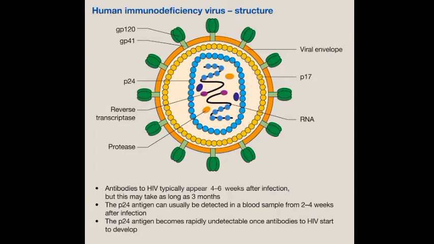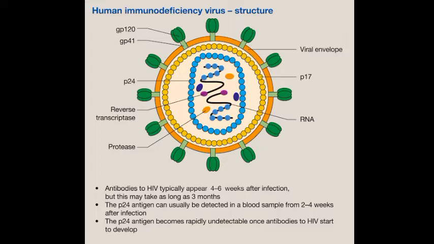The matrix core, the capsid protein, and the nucleocapsid protein all underlie the outer layer of the virus. And finally, in the inner core, you see that there are two strands of viral RNA, which are associated with three of the enzymes that are essential for virus replication. These are the integrase, the protease, and the reverse transcriptase.